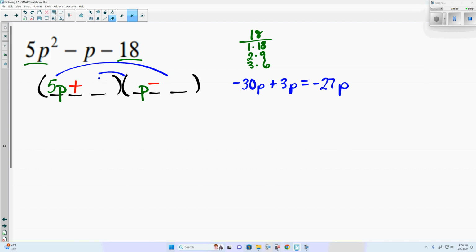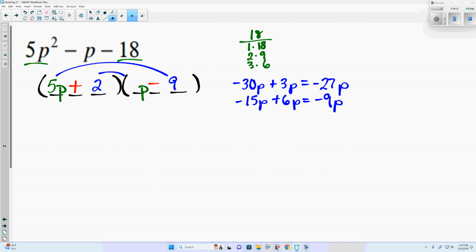Now we can switch it. Switch the 6 and 3 and try this again. 5p times negative 3 is negative 15p. 6 times p would be plus 6p. And negative 15p plus 6p is negative 9p. So we can try 2 and 9.